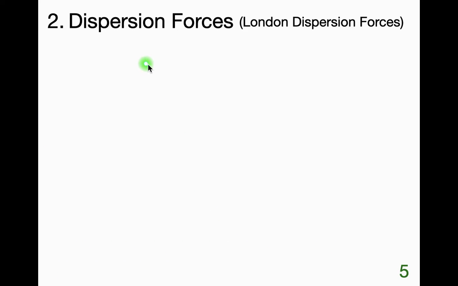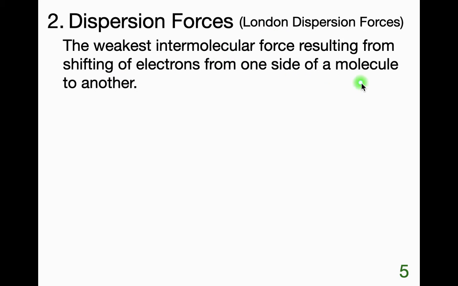Next, dispersion forces, or London dispersion forces. London is a scientist. It's not named after the city. The weakest intermolecular force resulting from shifting of electrons from one side of a molecule to another. Example, iodine.